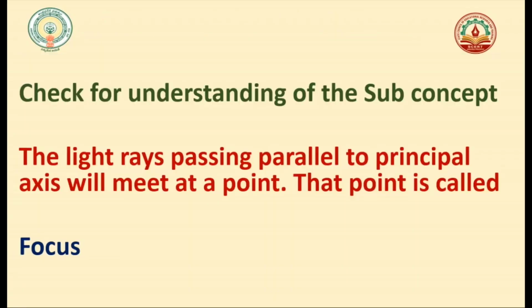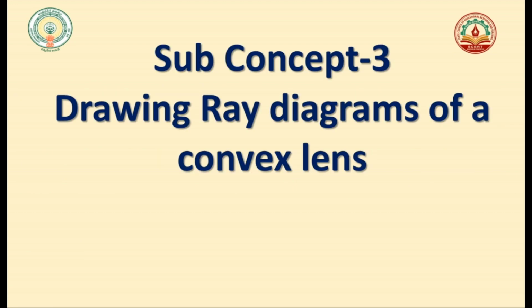Okay, now we have to check for understanding. Already we taught the second concept and summarized. We are going for the check for understanding. The light rays passing parallel to principal axis will meet at a point. That point is called focus. Okay, now I'm going for the subconcept 3, drawing ray diagrams of a convex lens.